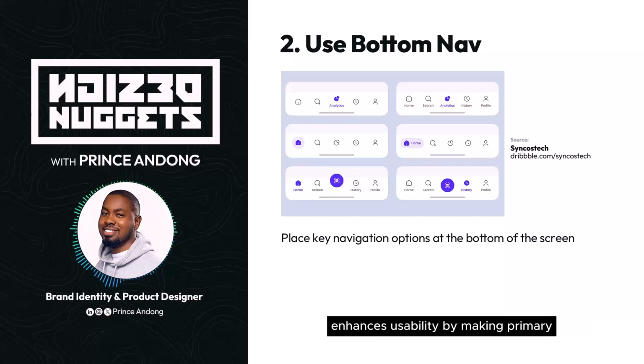This, of course, enhances usability by making primary navigation elements quickly and easily accessible, making up for a good user experience. But there is a little limitation to this though. The bottom navigation can only accommodate 3 to 5 options max. Anything beyond 5 will make your screen look busy. So be careful when you're adding those options.